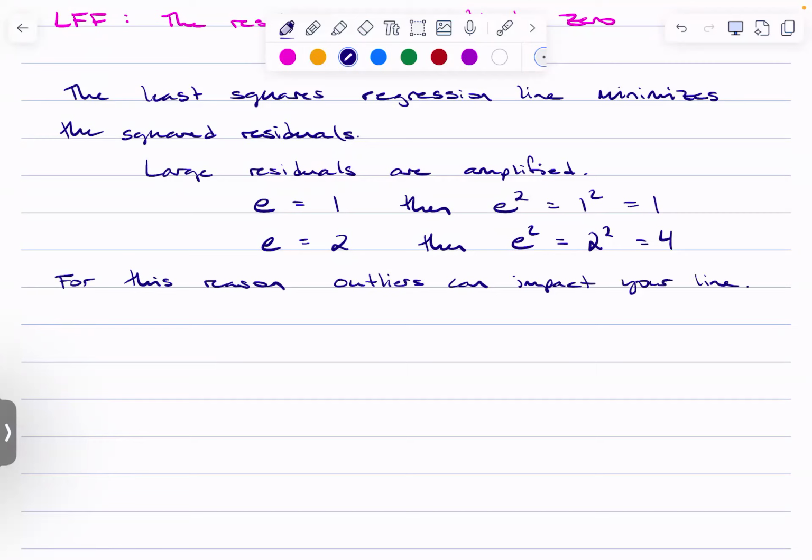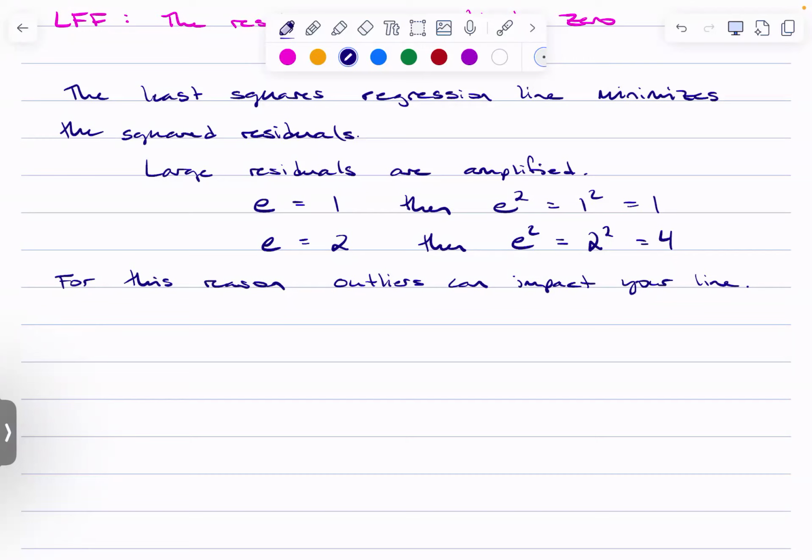Right, it can pull the line towards itself, rendering it kind of useless for the rest of the data, right? If you find yourself in that kind of a pickle, then what I would suggest is you should remove that outlier and refit the line and see if it does a better job. But generally, we try to keep all the data that we can.